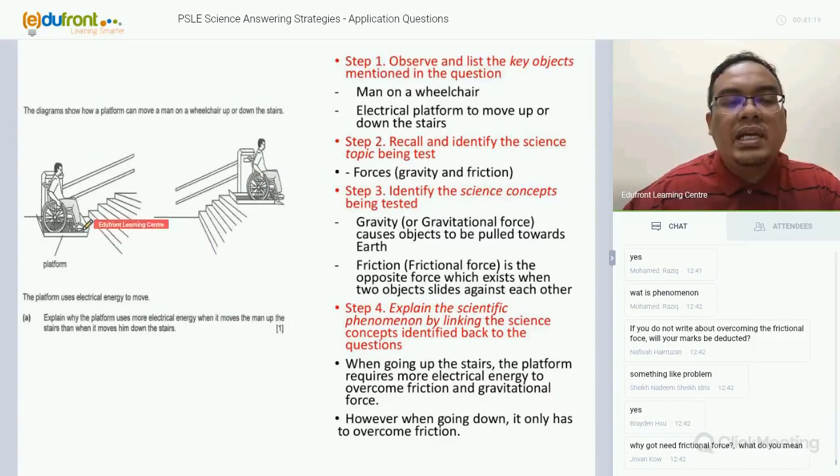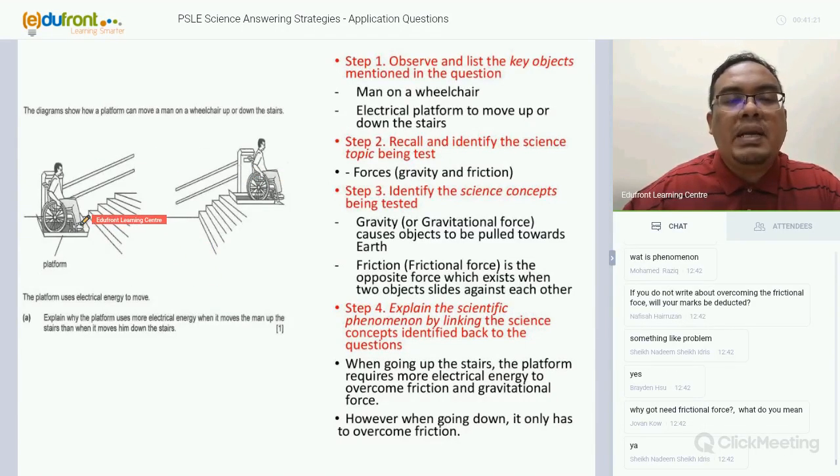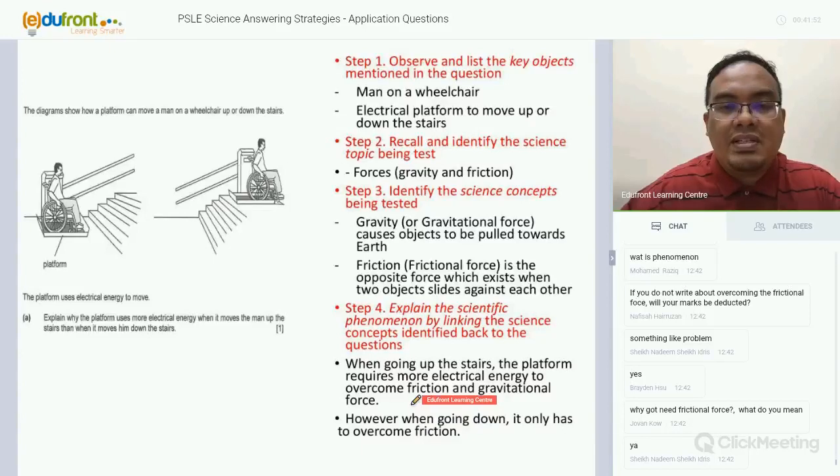So in this situation, gravity will pull the platform down. When you are going up, you also have to overcome friction, the friction which exists between the platform and the fixtures and the railings. When you have to overcome two kinds of forces, gravitational force and frictional force, you need more electrical energy compared to when the man is coming down. Why? When coming down, does he have to overcome gravity? No. He only has to overcome frictional force.